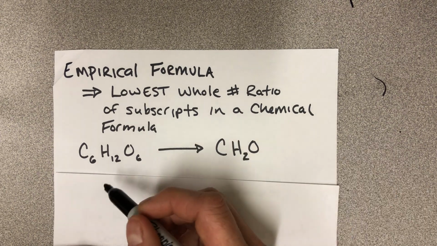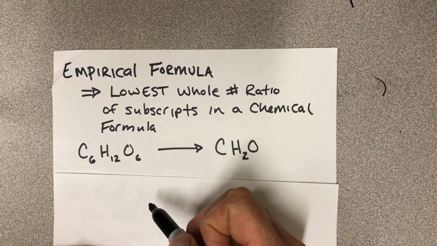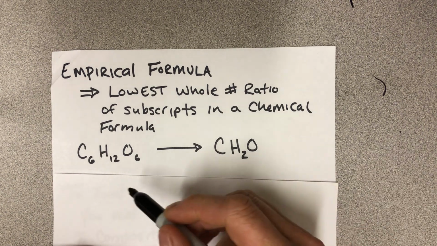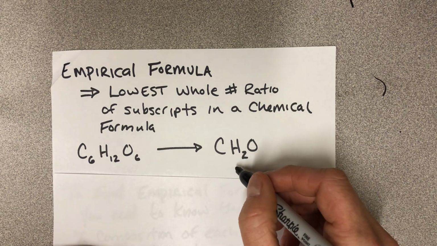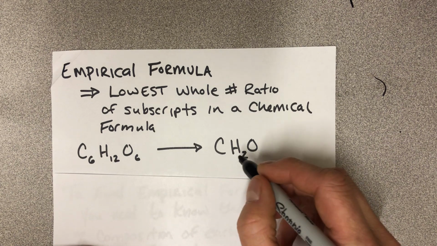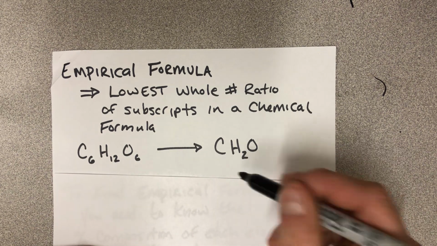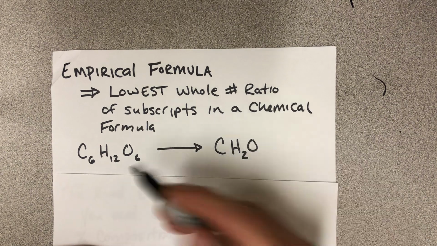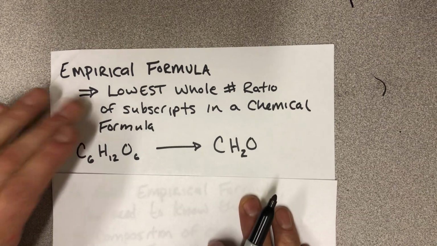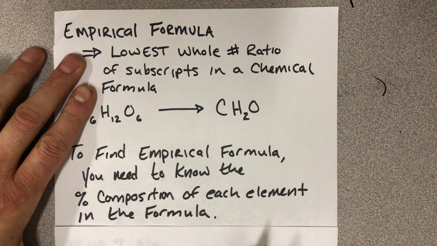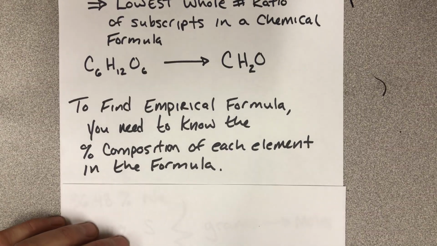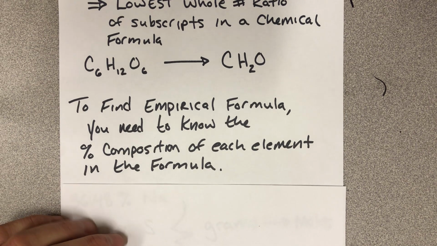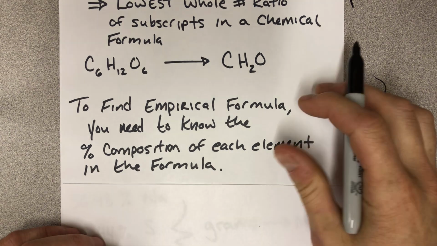So you can tell here that the C6H12O6 has been divided by 6 and then it reduces down to this formula, which we call the empirical formula. So this is the one with the lowest whole number ratio for carbon, hydrogen, and oxygen for this particular formula. To find empirical formula, the skills that you need to be good at are really just percent composition and converting between grams and moles, which are two things that we already know how to do, so that is good.